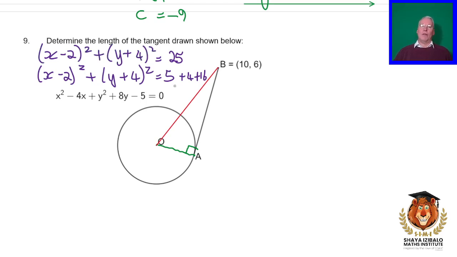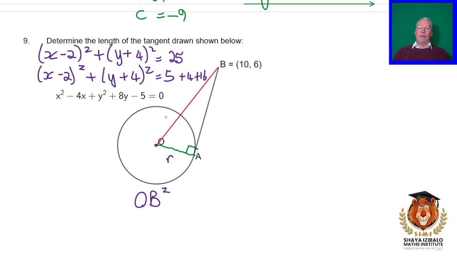In fact, what we know is that the radius squared is 25. So I'm going to call that R. I'm going to call this AB, and I'm going to call this OB. Now OB we can work out. In fact, I'm not going to work out what OB is, I'm going to work out what OB squared is.